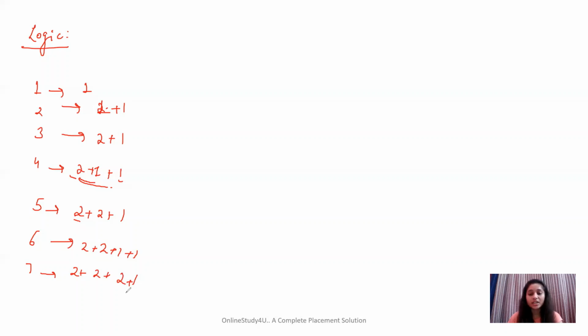You can keep on checking also. You can pause the video and check whether you will be able to make all the coins out of this pattern or not. Now for 8, I can take 2 plus 2 plus 2 plus 1 plus 1. So this can be one of the patterns. Now from 1 to 8 we are able to make.